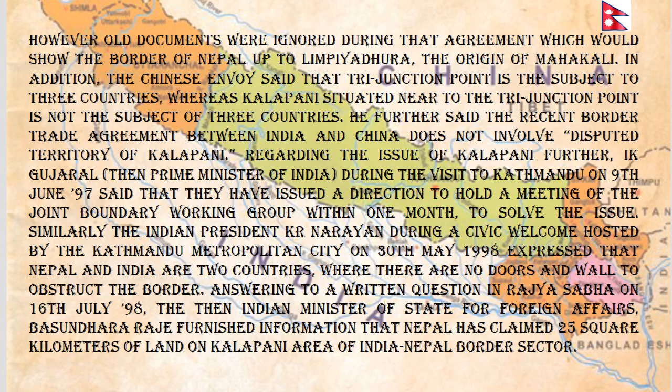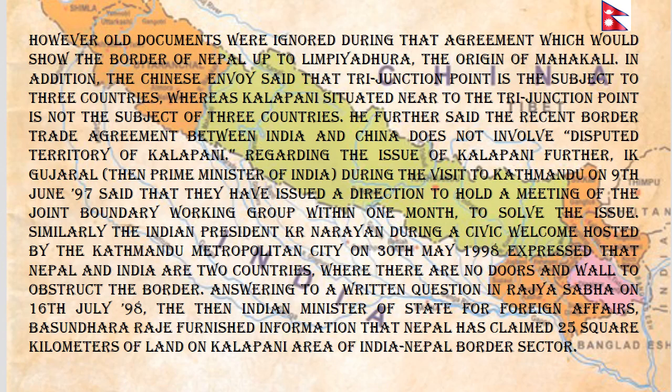Regarding the issue of Kalapani further, I.K. Gujral, then Prime Minister of India, during his visit to Kathmandu on June 9, 1997, said that they had issued a direction to hold a meeting of the Joint Boundary Working Group within one month to solve the issue.